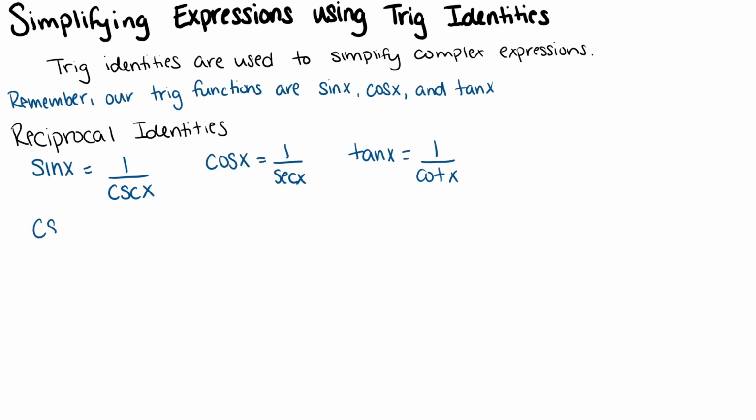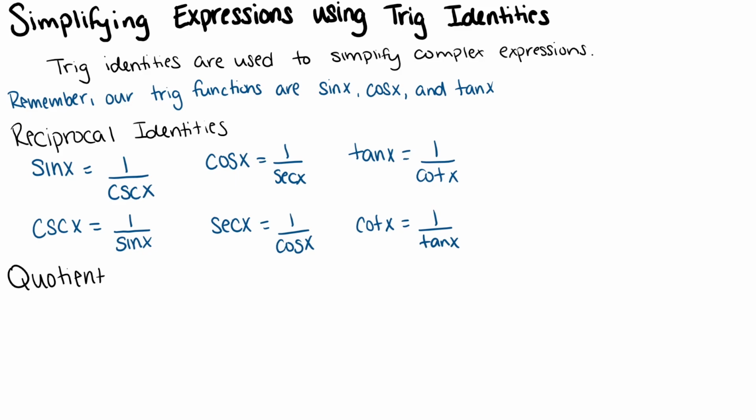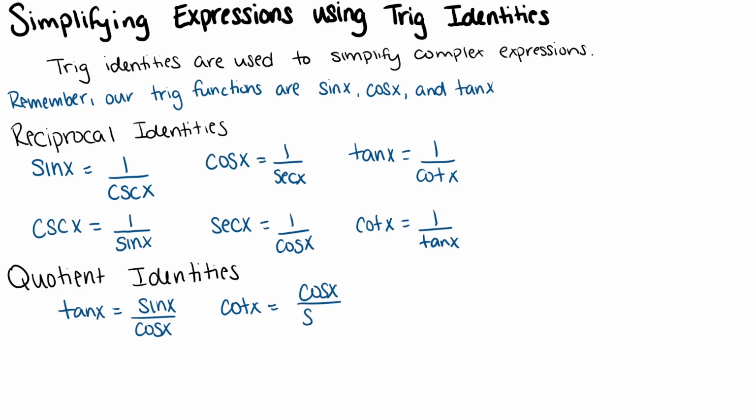So this also means that cosecant is equal to the reciprocal of sine. Secant is equal to our reciprocal of cosine, and cotangent is equal to our reciprocal of tangent. On top of that, we have our quotient identities that we use specifically with tangent and cotangent, because we know tangent can be written as sine over cosine. And if cotangent is our reciprocal of tangent, then cotangent is equal to cosine over sine.